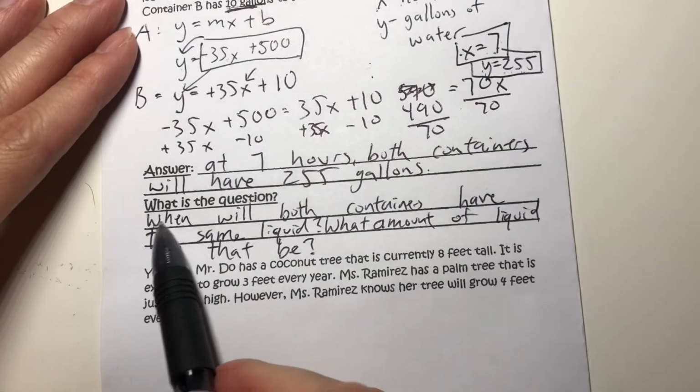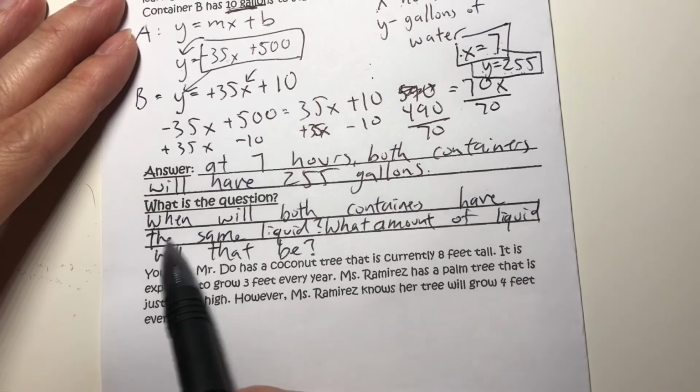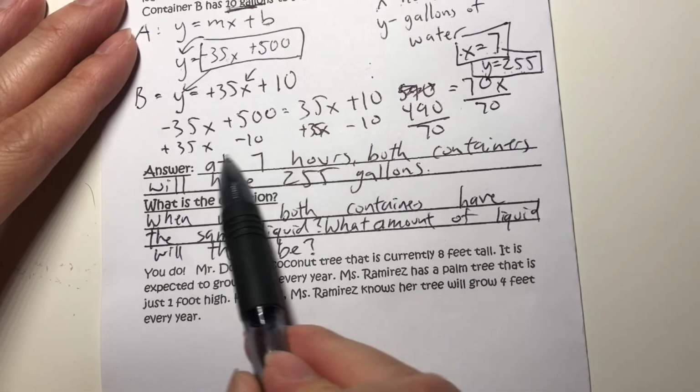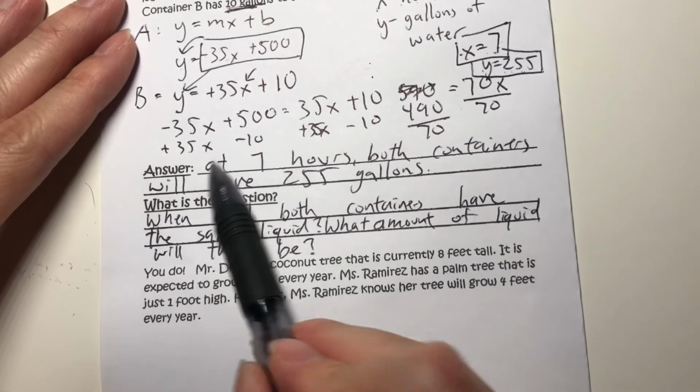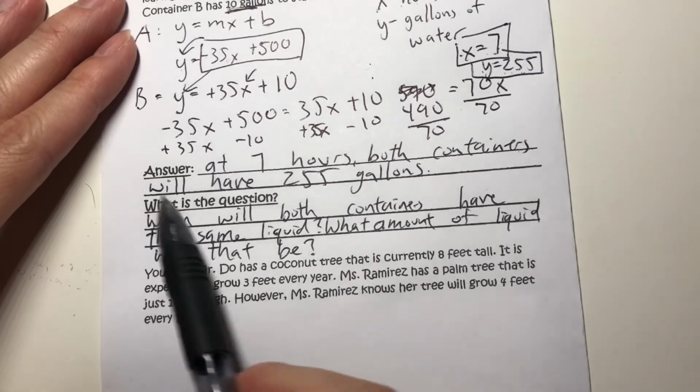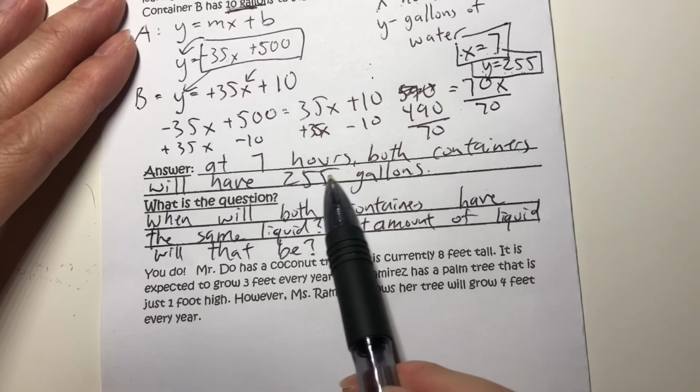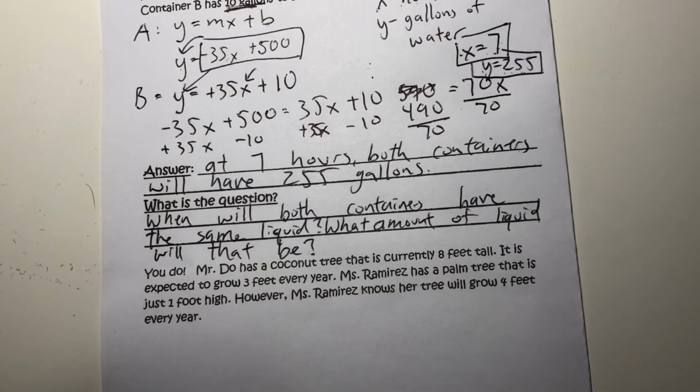So the first question, when will both containers have the same liquid? We answered that with at 7 hours. What amount of liquid will that be? So at 7 hours, both containers will have 255 gallons. All right, go ahead and try the you do and do the practice and submit it on Canvas, please.